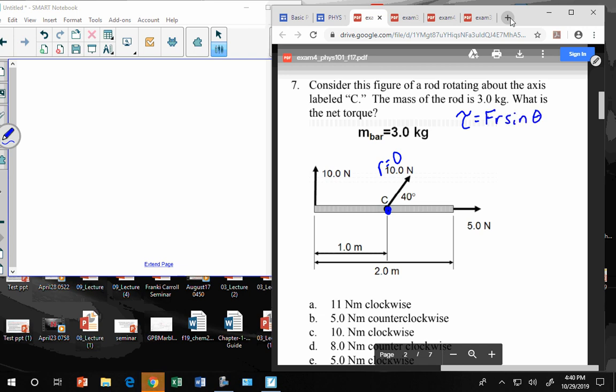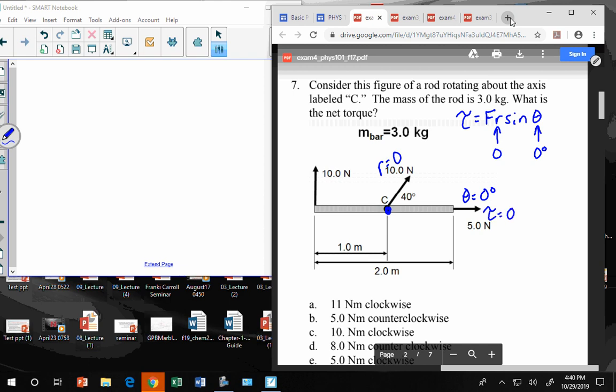And there are two ways that a torque can be 0. One is that R can be 0, and two, theta can be 0 degrees. If theta is 0 degrees, the sine of 0 is 0. So the 10 Newton force, this one, doesn't provide any torque because R is equal to 0. Is there another force that doesn't provide any torque? Right, this one has theta equal to 0 degrees, so the torque is also 0.